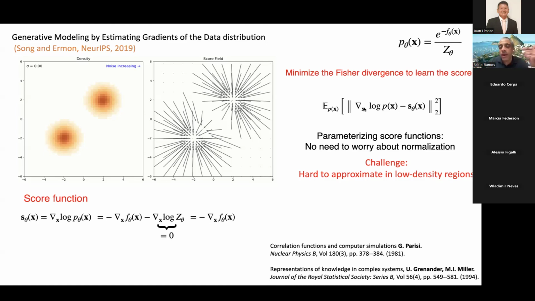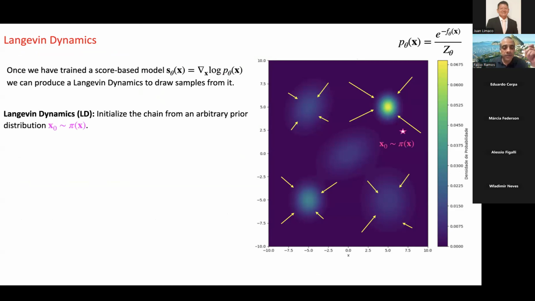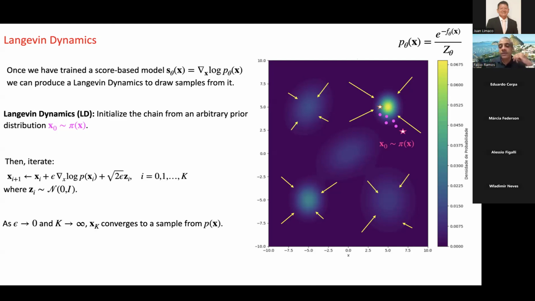It's difficult to numerically calculate in low density regions, right? But let's assume that you can approximate the score. If you can do this, then you can generate samples by doing something we call Langevin dynamics. So how it works, you initialize a chain by sampling from a very easy prior, like Gaussian. And then you follow the gradients of the log of the probability distribution, and then you add some noise. And then you go step by step until it converges. And then you say, okay, this is a sample.